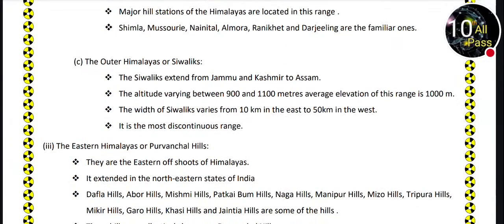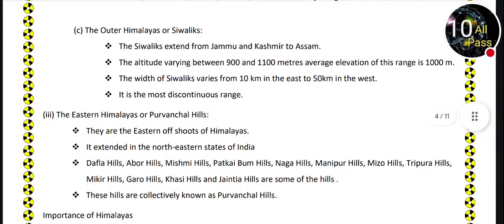The Outer Himalayas are Shivalik. The Shivaliks extend from Jammu and Kashmir to Assam. The altitude varies between 900 and 1,100 meters. The average elevation of this range is 1,000 meters. The width of Shivalik varies from 10 km in the east to 50 km in the west. It is the most discontinuous range.